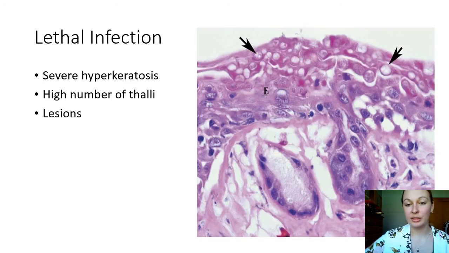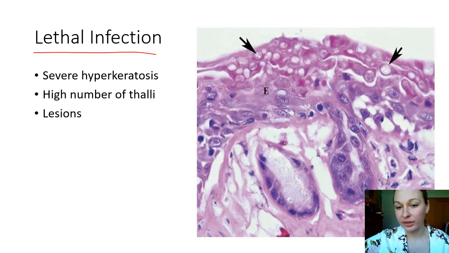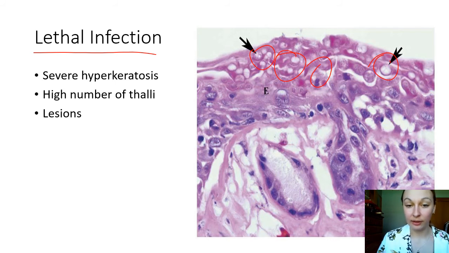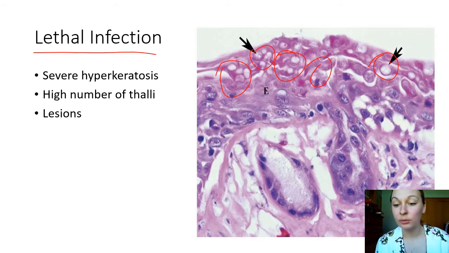This is just a microscopic view of what you could see if you were looking at a lethal infection of, say, a frog. These white circles all over up here, those are thallus, or thalli, multiple. Remembering back to the life cycle, that was stage 2 of the Chytrid BD life cycle. So they are all up here. They are going to develop into zoosporangium and release more zoospores into the environment.